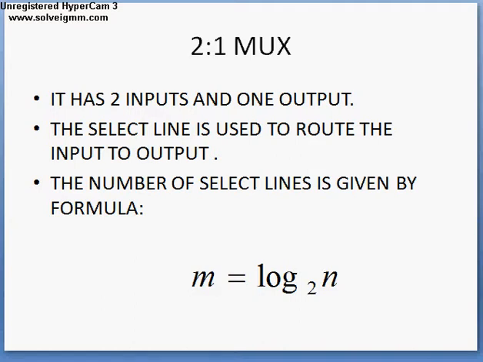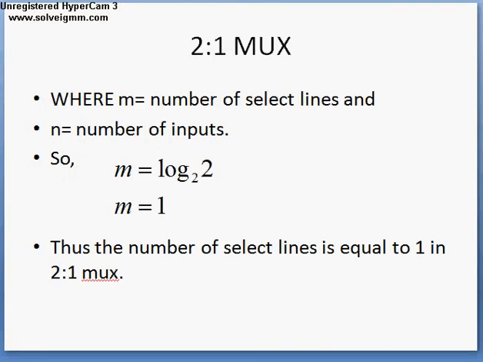depending on the select line or the select variable, and the number of select lines is given by the formula m is equal to log 2 n. Here m is the number of select lines and n is the number of inputs. So you can easily calculate the number of select lines by using the formula m is equal to log 2 n. Here you can easily calculate now, because in the 2:1 multiplexer there are two inputs, so we can simply put n is equal to 2 here as it has two inputs.